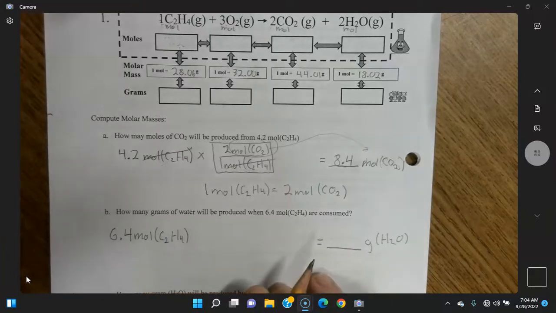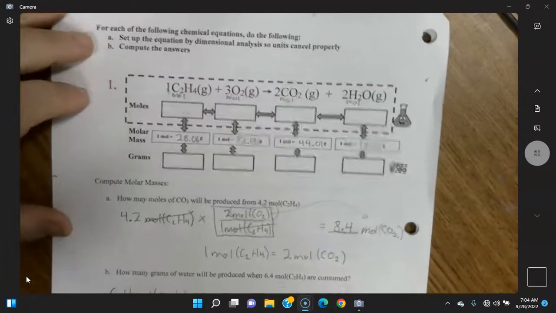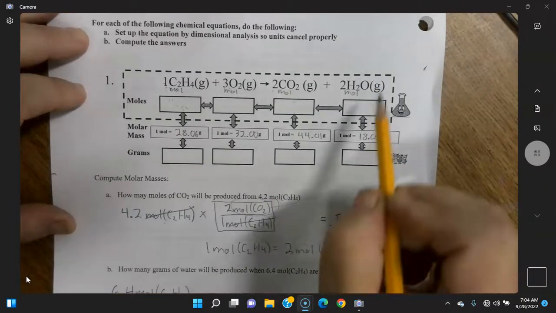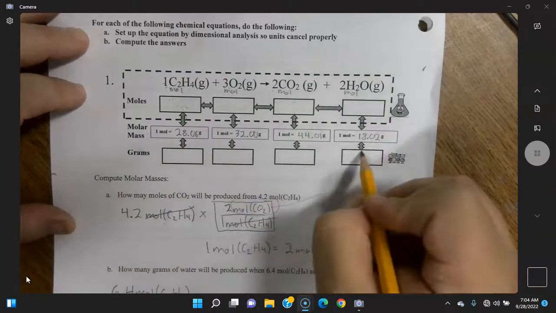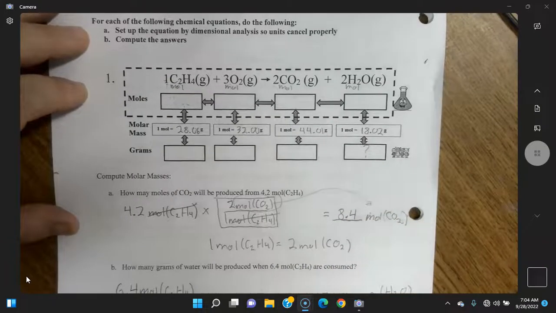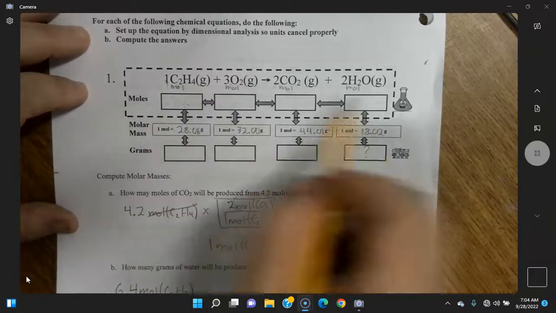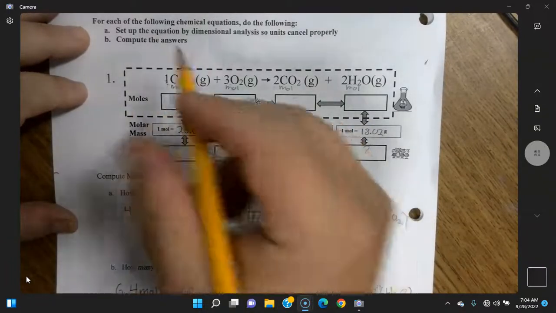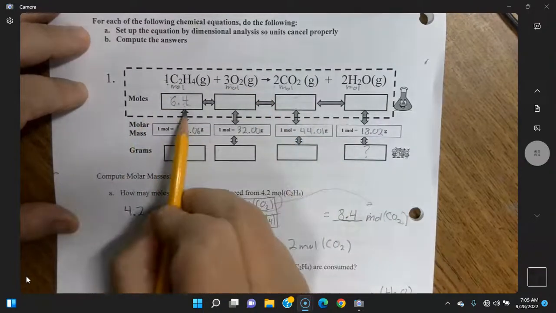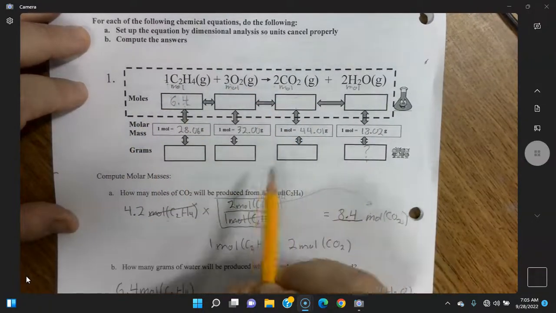Okay, and we come up here, and the question mark is in grams of H2O, so you're in the grams row underneath H2O. So it's where this and this come together. It's right there, grams of H2O. Okay, and then we have moles of C2H4. So moles row and C2H4 right here. So 6.4 is there. So we need to start here and get to here. So how do we do it?